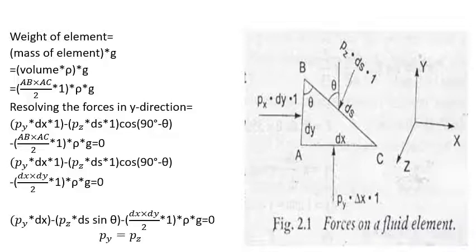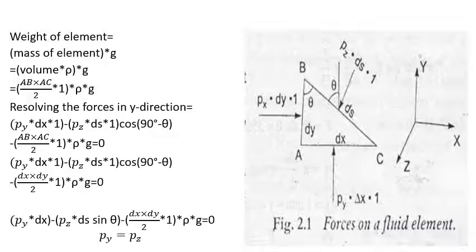Next, the weight of the element, as already derived, is the mass of the element into acceleration due to gravity. The mass of the element is volume into density, then into acceleration due to gravity g. The volume is half into face AB into face AC into the width. The width is taken as 1, then rho into g. In the previous case, we resolved the forces in the x direction. Now the forces are resolved in the y direction.